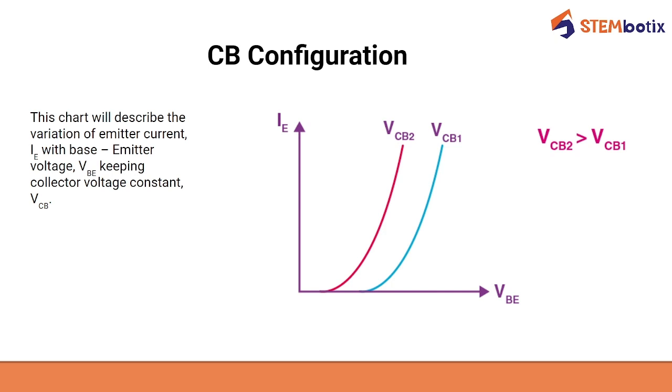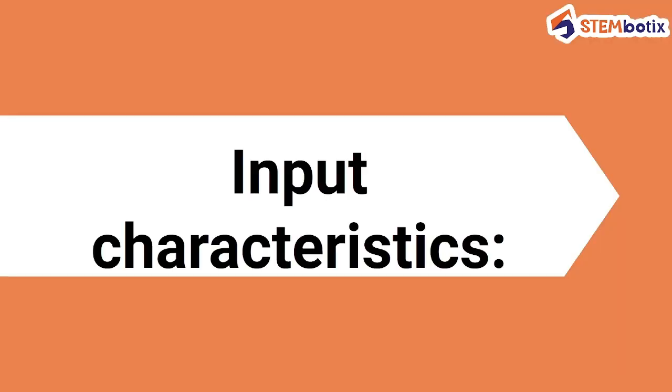Now, in common base configuration, the base terminal is a common terminal for both input and output circuit. Similarly for CC configuration, the collector terminal behaves as a common terminal for both input and output circuit. So depending upon the configuration, the applications of the transistors change. Now first we will see the input characteristics of these three different configurations.